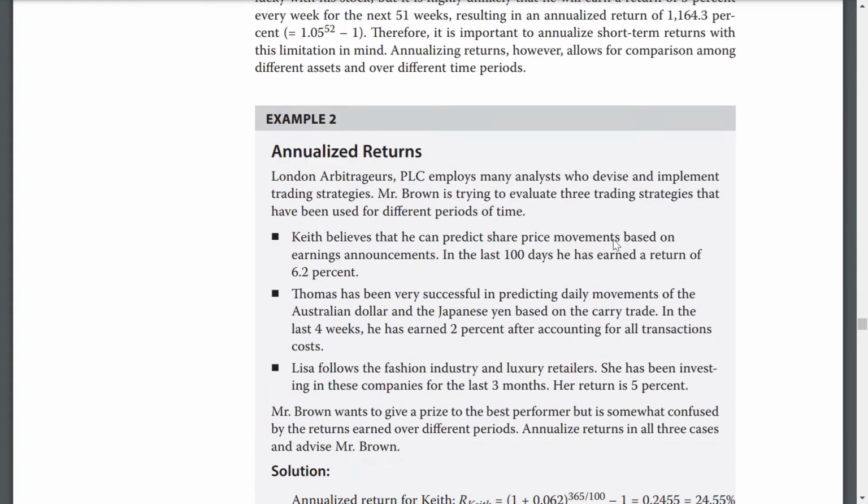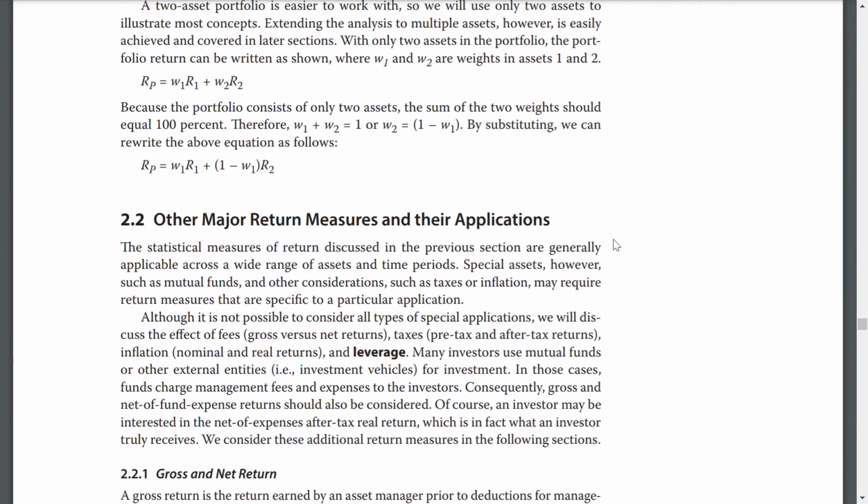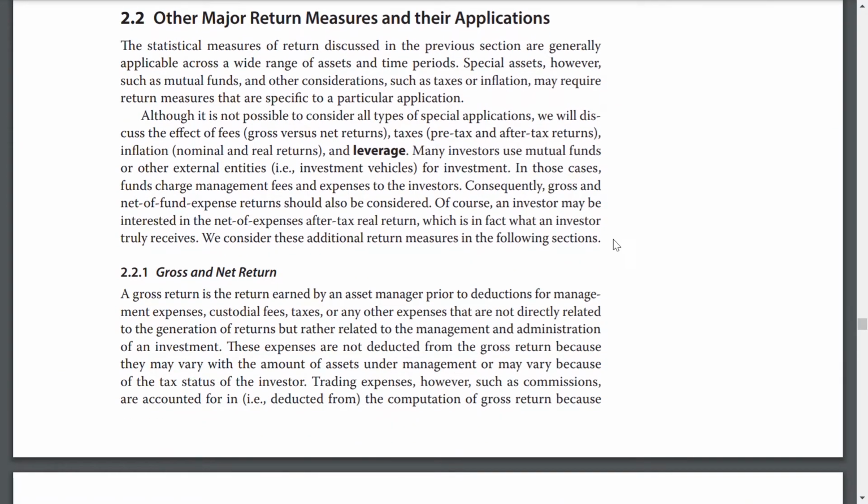Okay, so here are other major return measurements and their applications. The statistical measures of returns discussed in the previous sections are generally applicable across a wide range of assets and time periods. Special assets, however, such as mutual funds, and other considerations, such as taxes and inflation, may require return measures to be specific to a particular application. Although it is not possible to consider all types of special applications, we will discuss the effects of fees, taxes, inflation, and leverage.